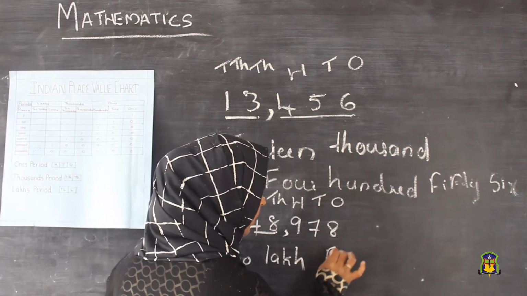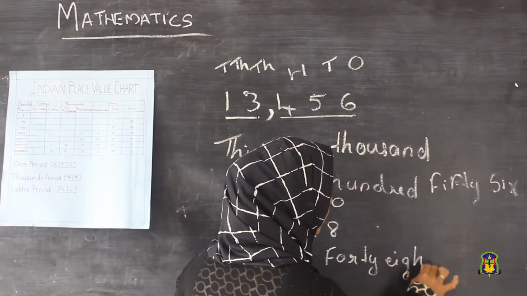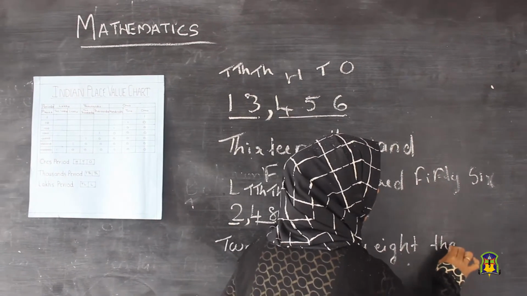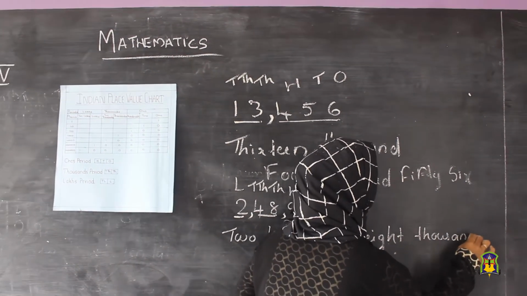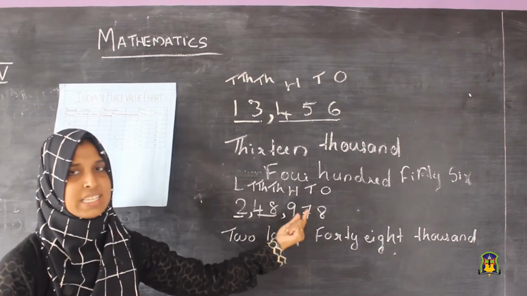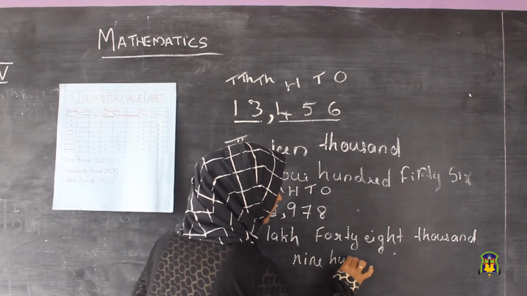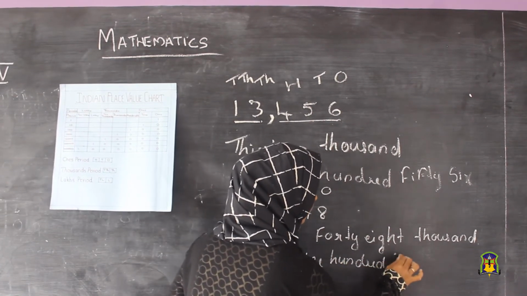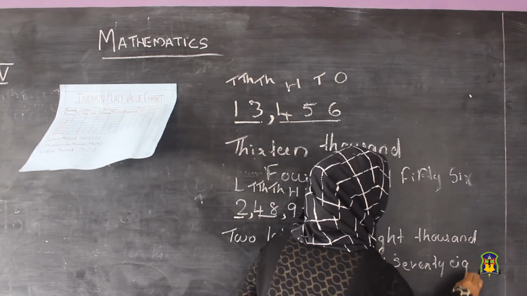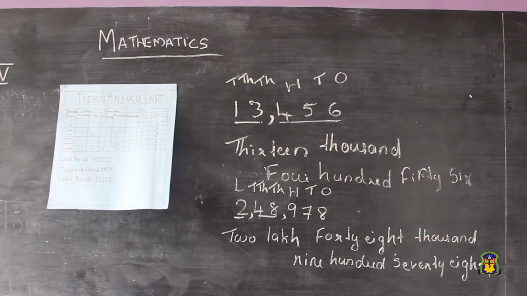Then here in the 1,000 period 4 and 8, that is 48. Which period is that? 48,000. And in the ones period 978. Okay, let's do 2 more examples.